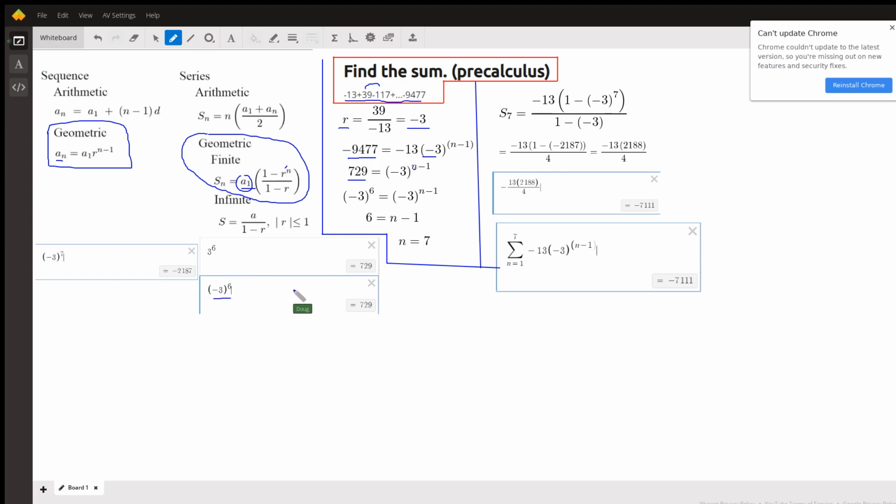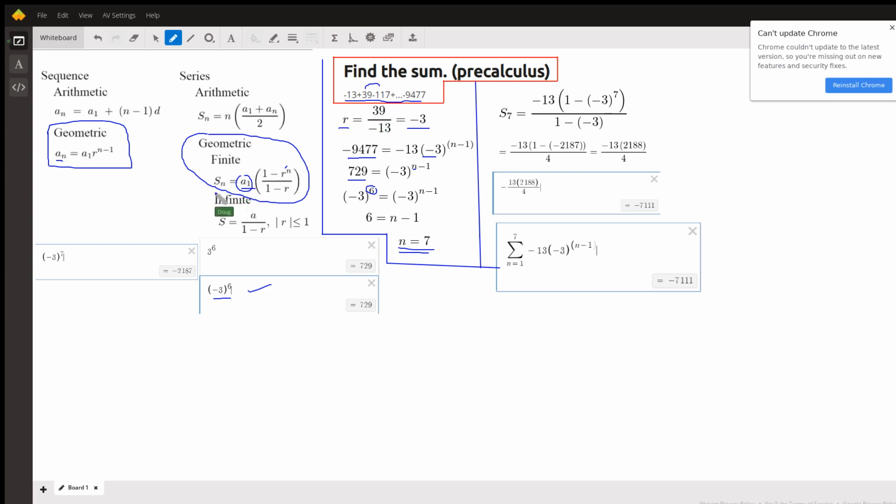I found that by locating the prime factorization of 729, noting that that number is divisible by 3. I kept dividing by 3, and then I proved it here. Okay, so I can replace 729 by -3 to the 6, still equals -3 to the n minus 1, so these exponents must be equal. 6 equals n minus 1, so there are 7 terms in this series.